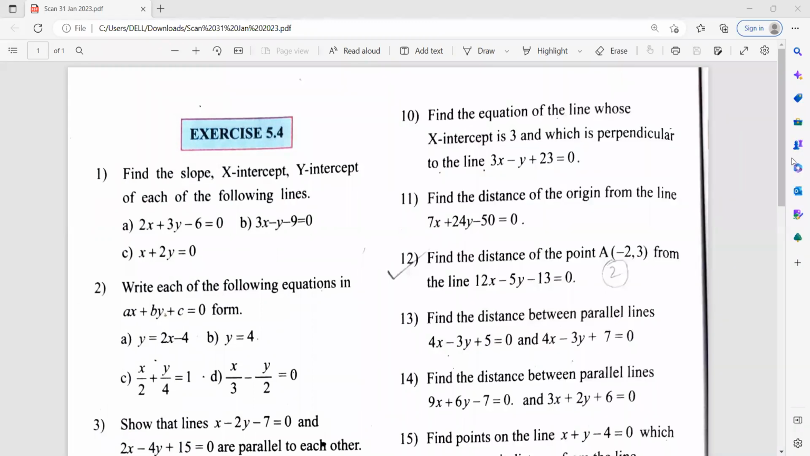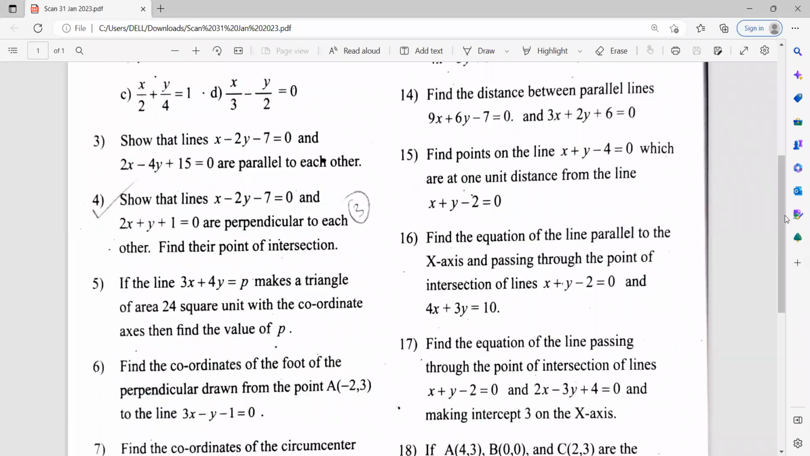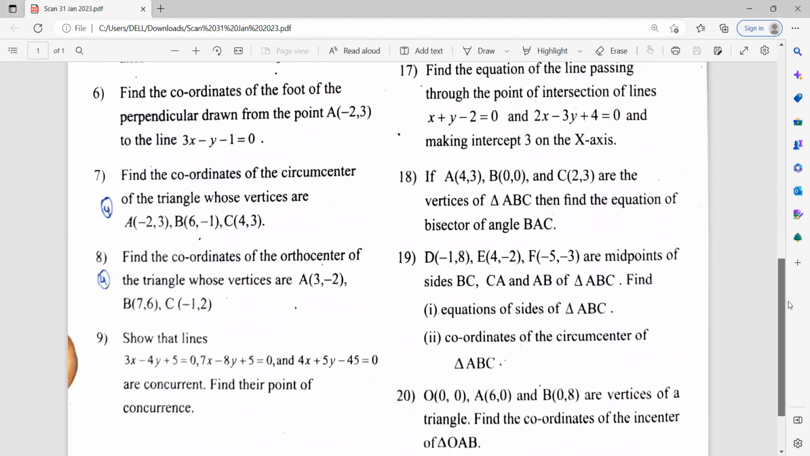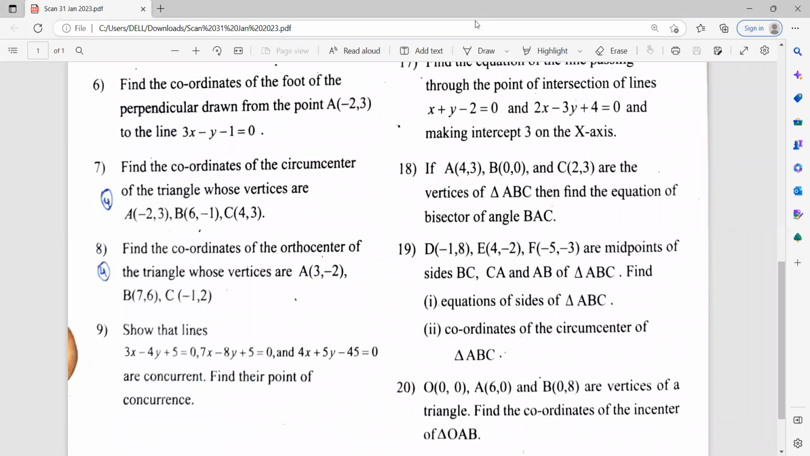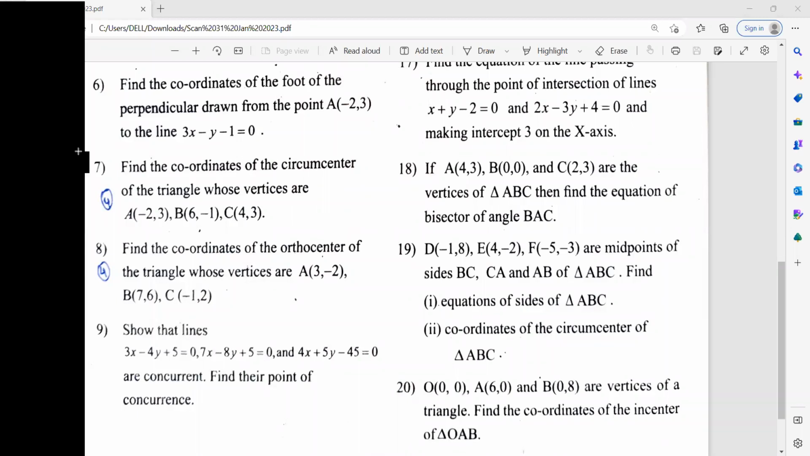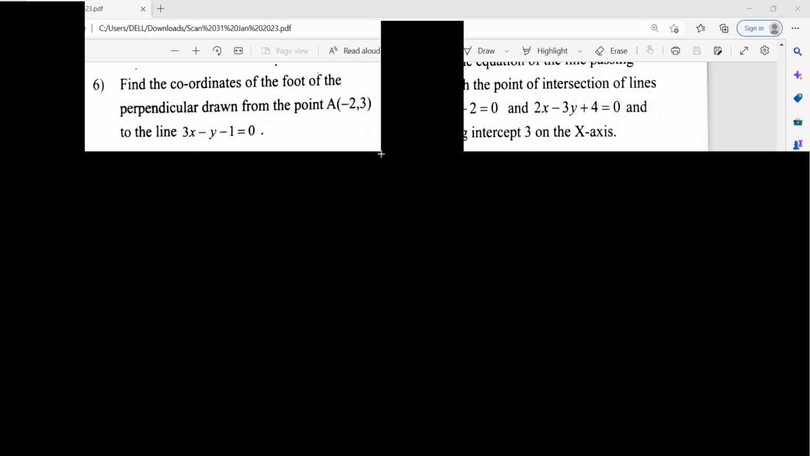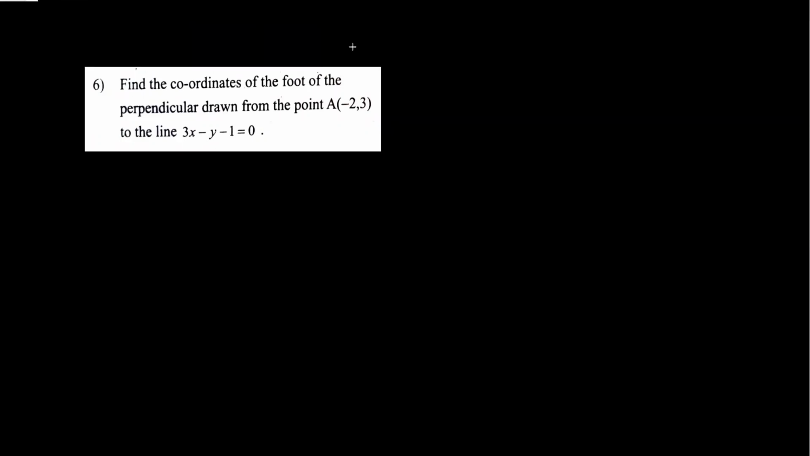Okay, so I'll be solving for you now question number 6. See, question number 6 is find the coordinates of the foot of the perpendicular drawn from point A (-2, 3) to the line 3x minus y minus 1 equals to 0.